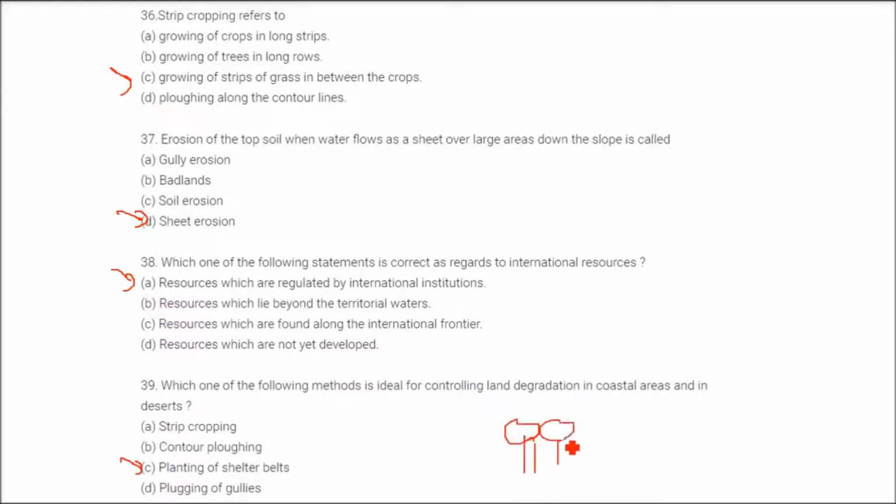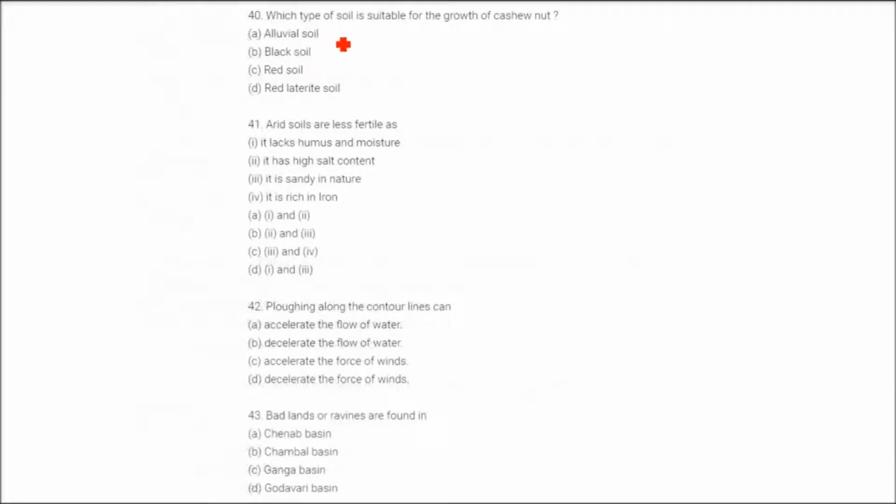Means if we have trees like this, it is going to stop, or you can say reduce the speed of the wind or air, and then the soil erosion etc. will not take place. So this planting of shelter belts is growing of the tree in lines. Which type of soil is suitable for the growth of cashew nut? The answer is red laterite soil.